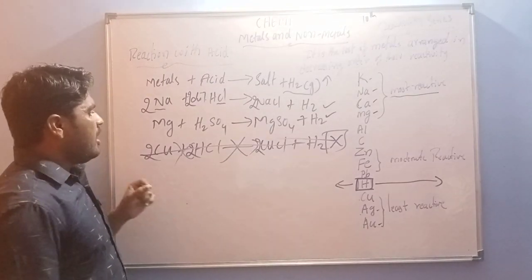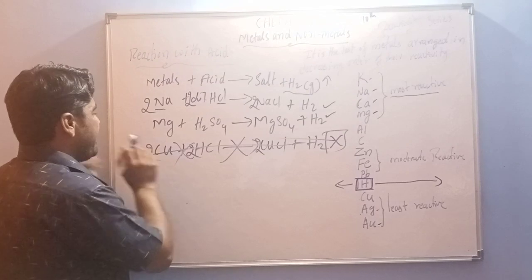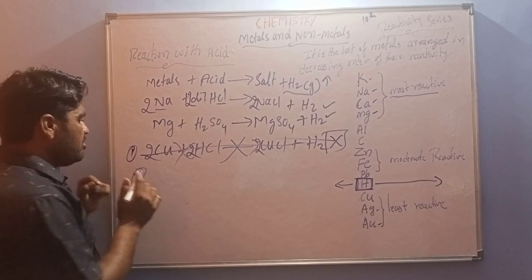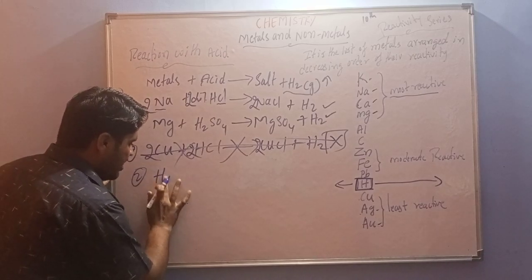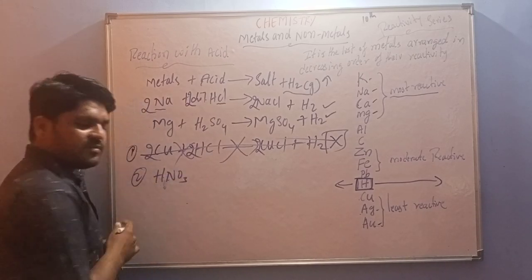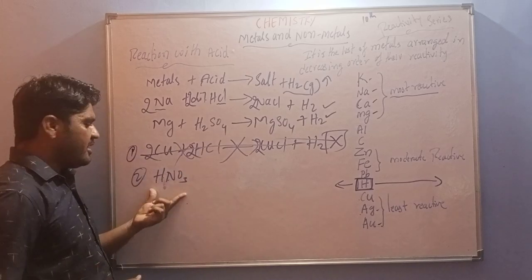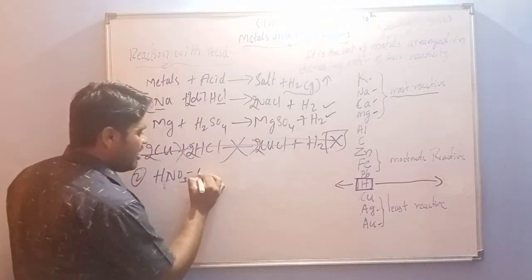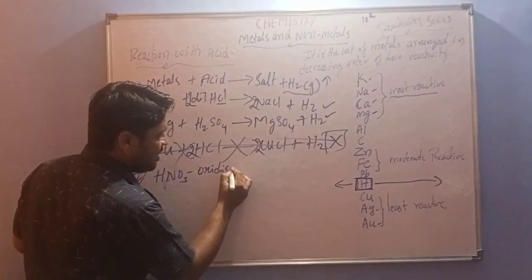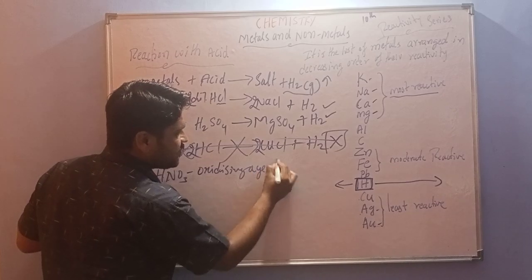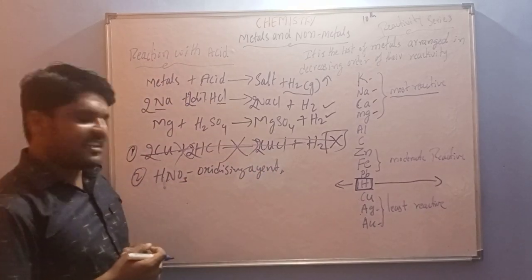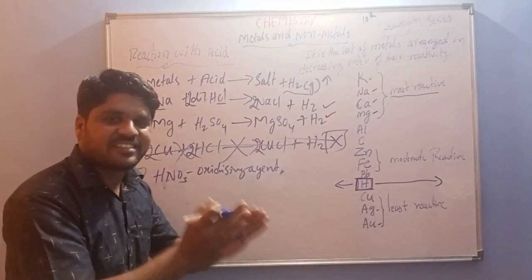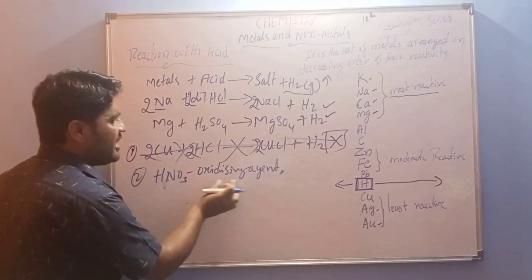So one more thing. This is the first exception, and here is one more exception. I am taking HNO3. This HNO3 is generally called a strong oxidizing agent. What is meant by an oxidizing agent? The compound which helps oxidation. So this is what oxidizing agents are.